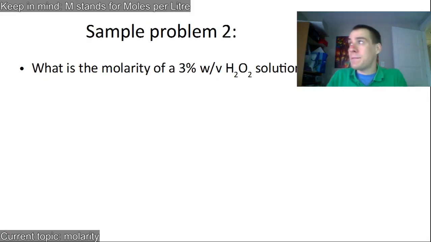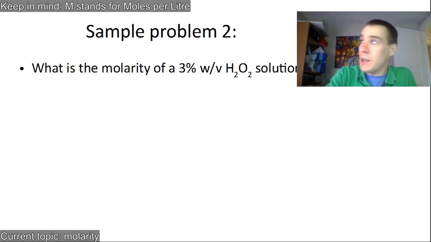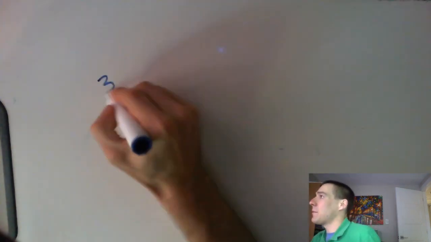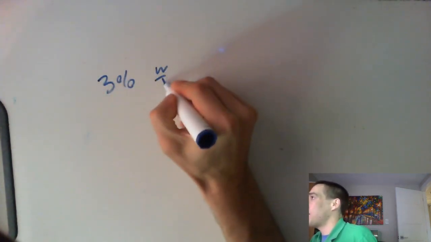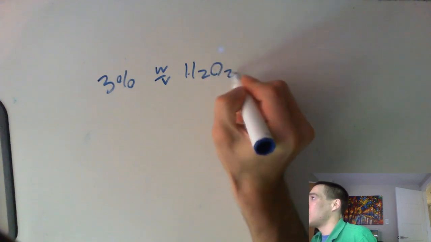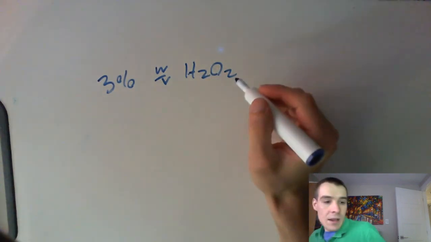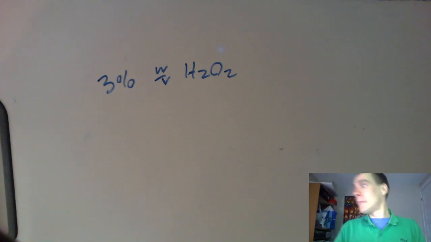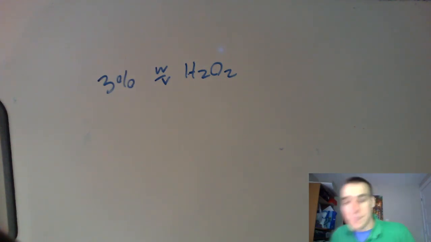All right, here's the second sample problem. It's asking what is the molarity, molarity is moles per liter, of a 3% weight by volume H2O2 solution. So I'm going to set that up on the whiteboard. So we have 3% weight by volume H2O2. The question is, what does 3% weight by volume mean?